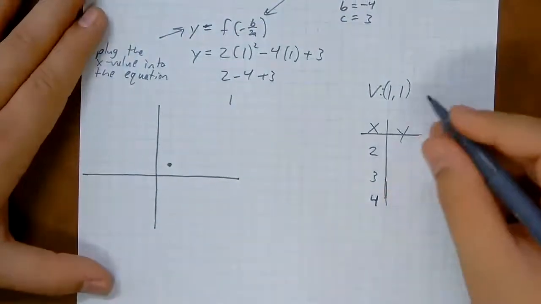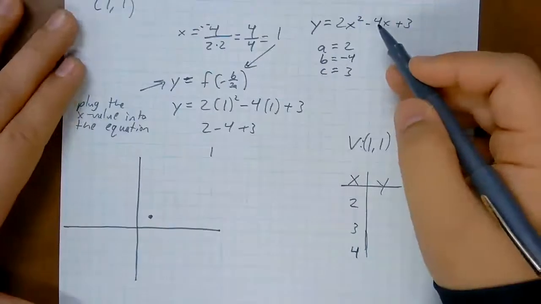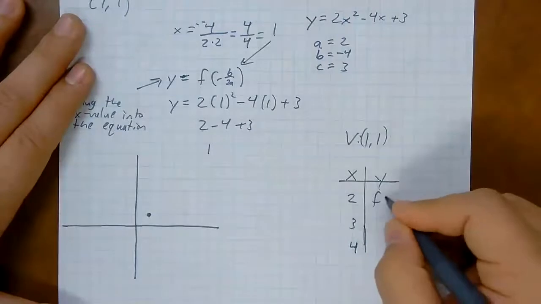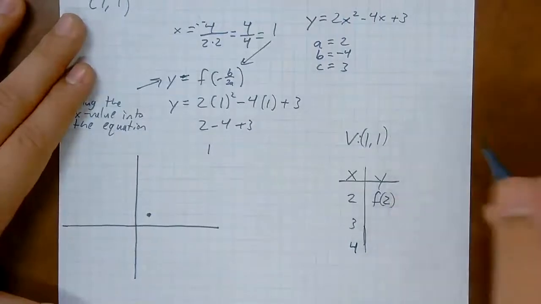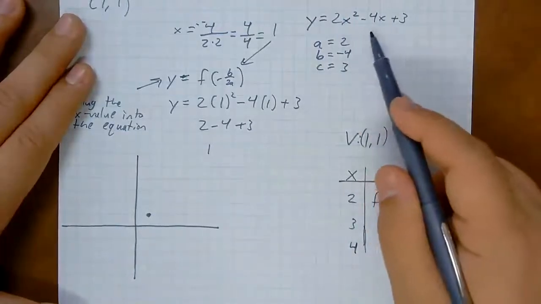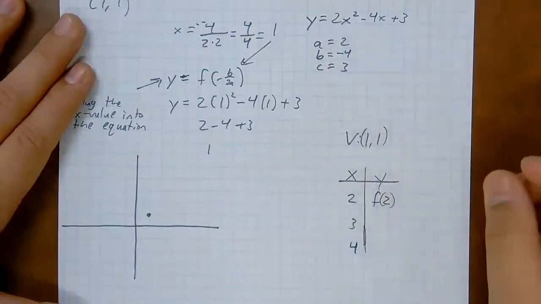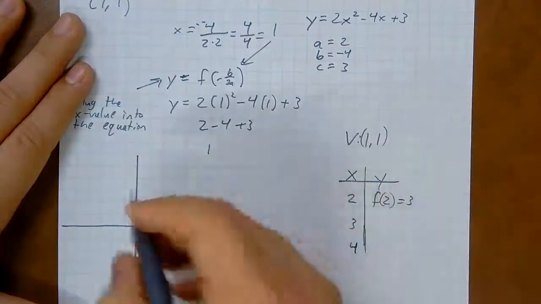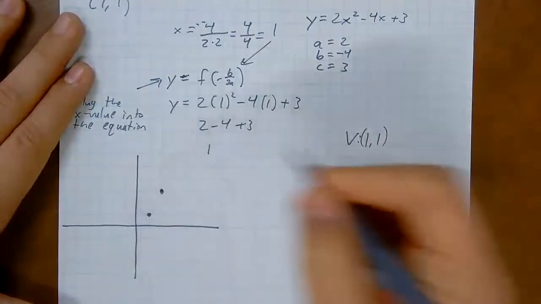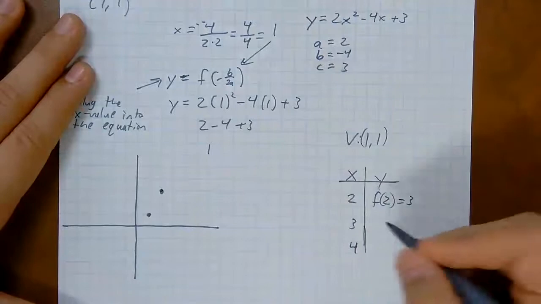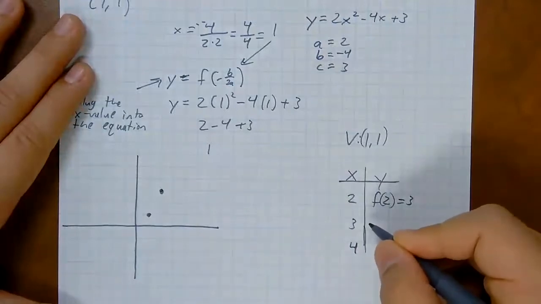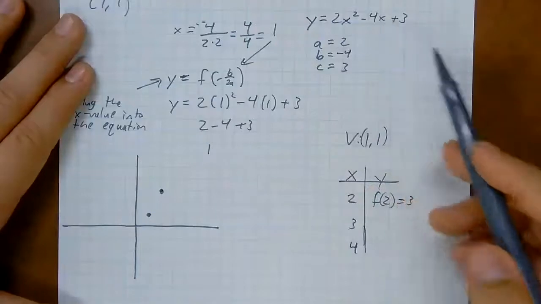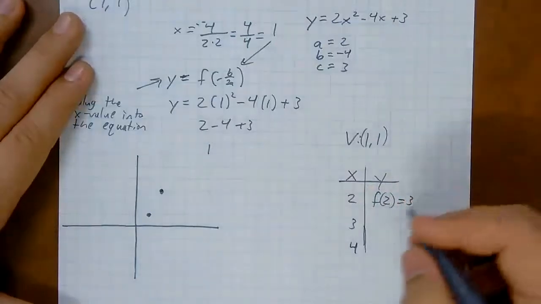So for the y value, we're just plugging this back into our equation of 2x squared minus 4x plus 3. So f of 2, we plug that in, gives us 8 minus 8 plus 3, that gives us 3. So the point 2, 3. Okay. We plug in 3. Let's see, that's 18 minus 12 plus 3. That gives us 9.